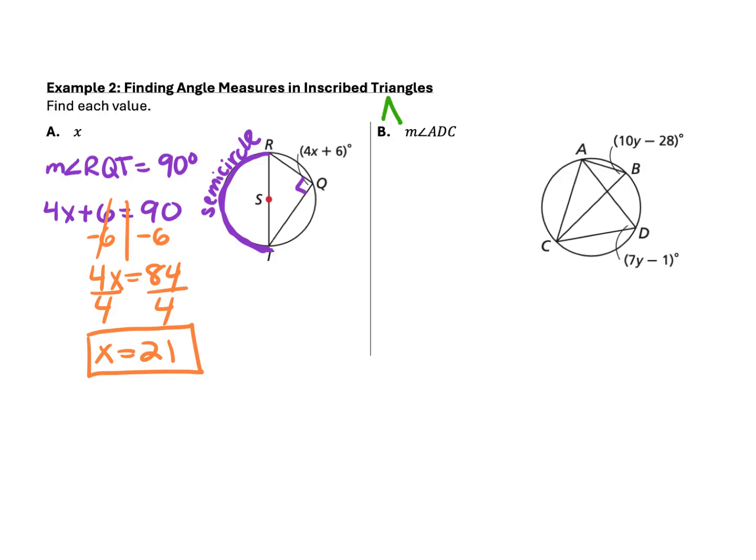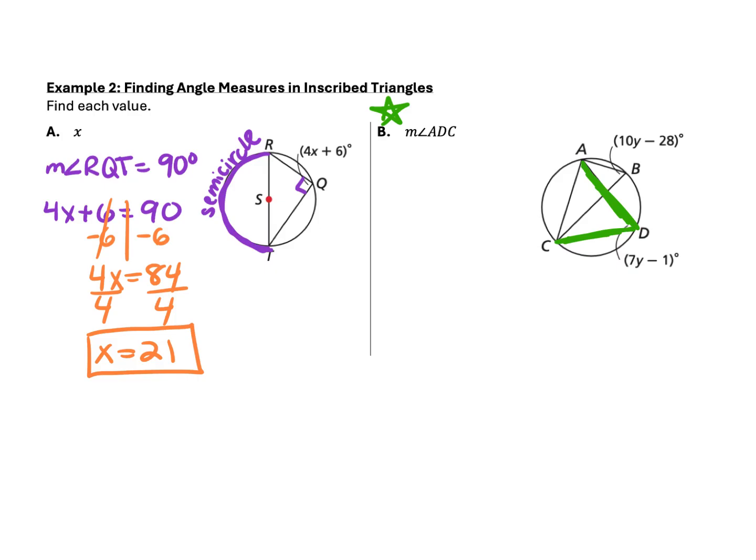Now, this next problem isn't actually an inscribed triangle. It is one of the theorems that we talked about toward the beginning of this lesson. Notice that there are two angles that are marked with variable expressions in the diagram. We have angle ADC that we're trying to find right here. I just made angle ADC green.